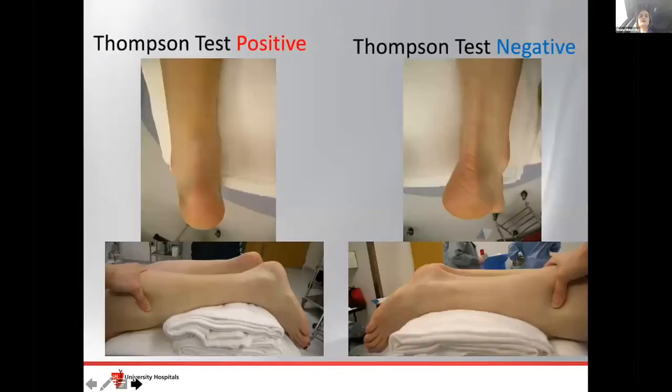The Thompson test is utilized, with a side-to-side comparison. So using your index finger, you can feel a defect on the left picture up top. And with the Thompson test, when you squeeze the calf, you have no active plantar flexion. And so you know the tendon is not happy.